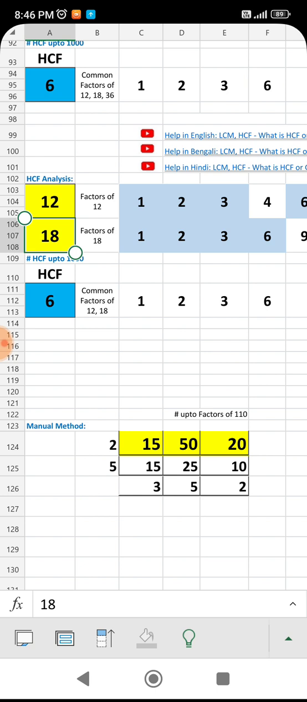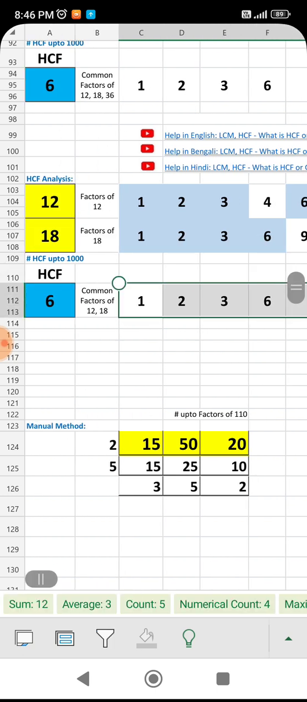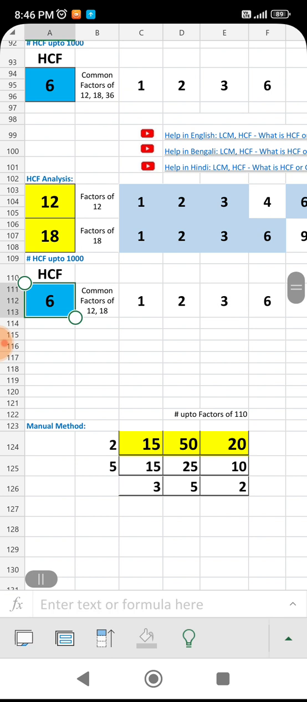The next term is highest or greatest. That means which one is the greatest among these? Obviously 6. So 6 is the answer. In this way, we should calculate the HCF.